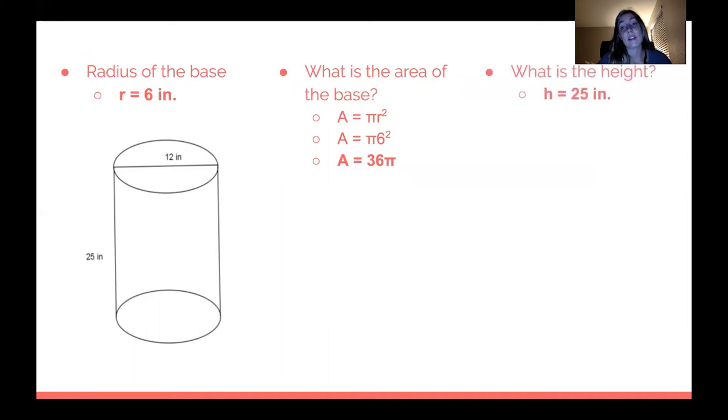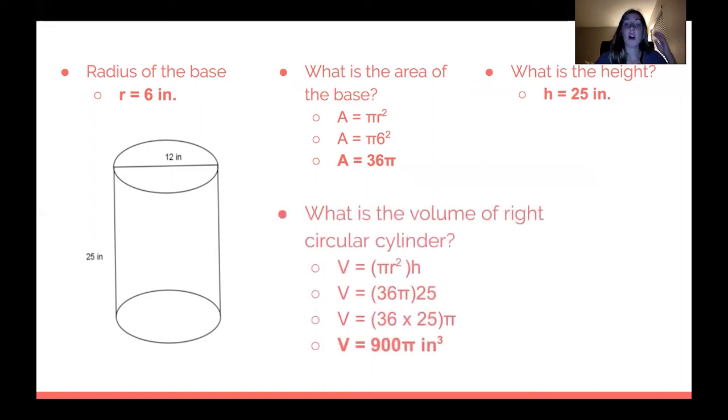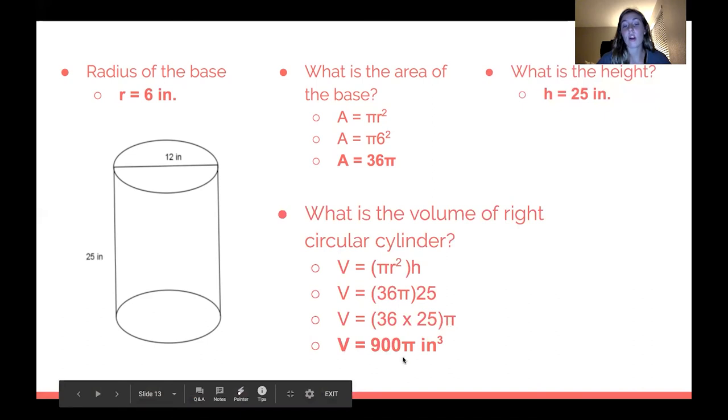What is the height? 25 inches. So what is the volume of the right cylinder? Well, we have our 36 pi, which is the area of the base, times our height. Multiply 36 and 25, we get 900, and we just bring over our pi.